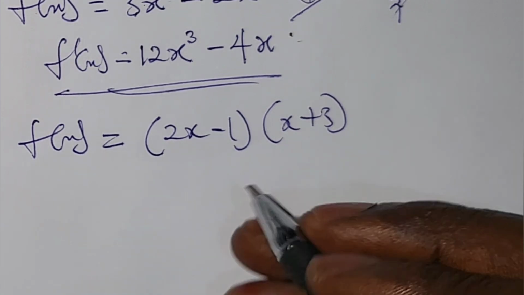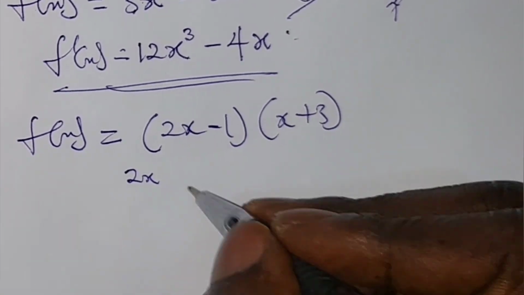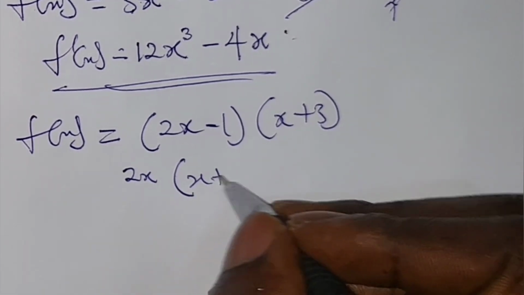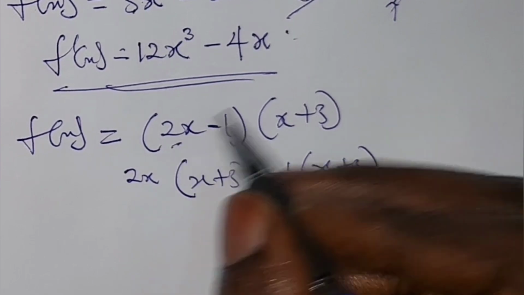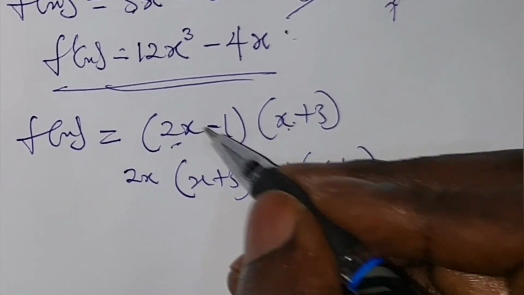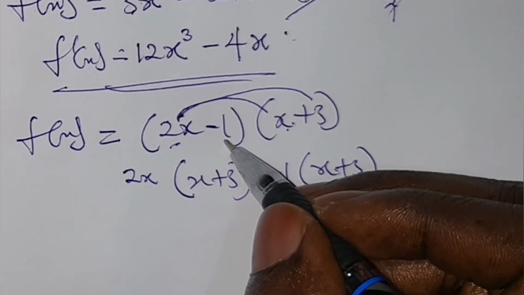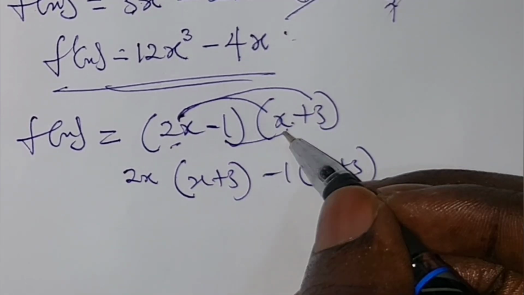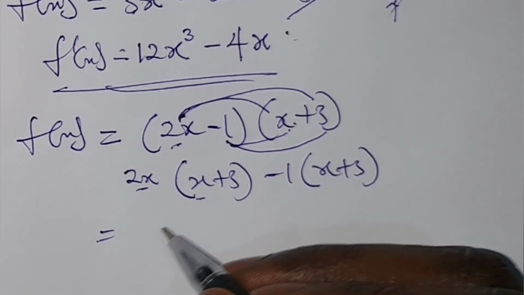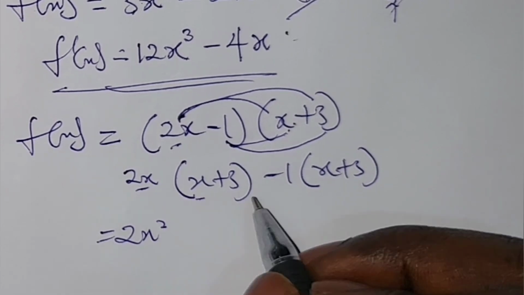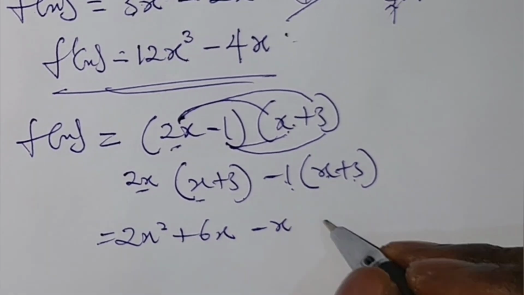Let's expand this. To expand this function, we take the first term and multiply by the x plus 3. Then we take the negative 1 and multiply by the x plus 3. So you take this, multiply by everything here, take the next term, multiply by everything here. When we multiply, this multiplied by that gives us 2x squared. Then this multiplies that, we get positive 6x. Then we get negative x. Then we get negative 3.